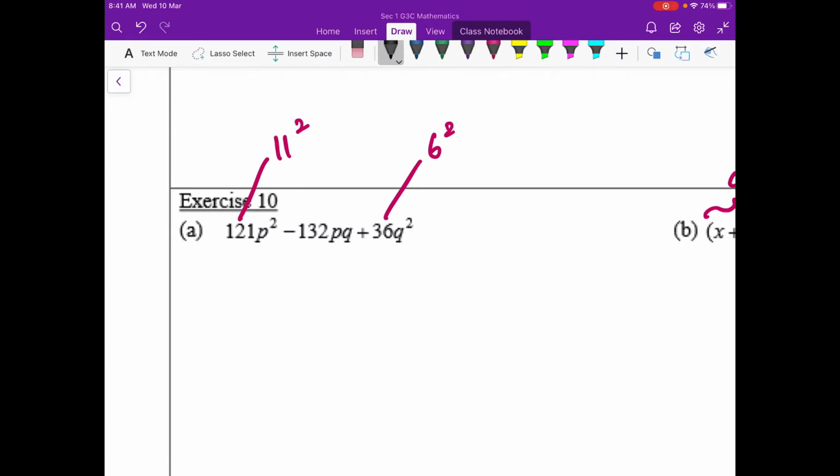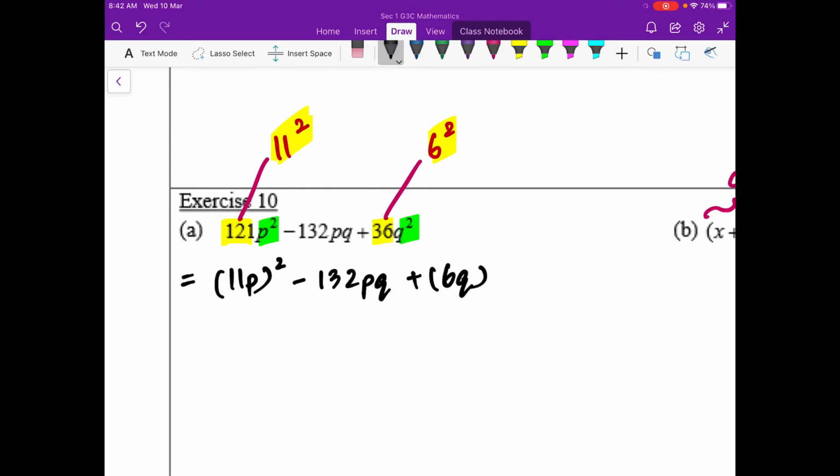Coefficient of q squared. So these values are perfect squares. That's hinted by you. And then they are all attached to perfect squares again, p squared and q squared. So my first term can be rewritten as 11p squared minus 132pq plus 6q, let me square this.